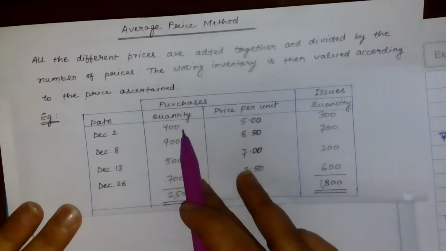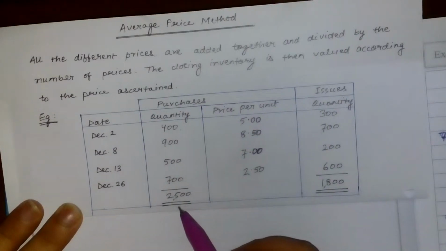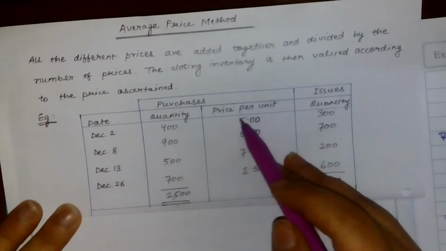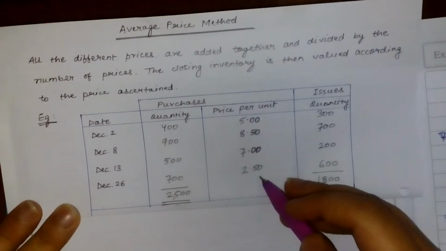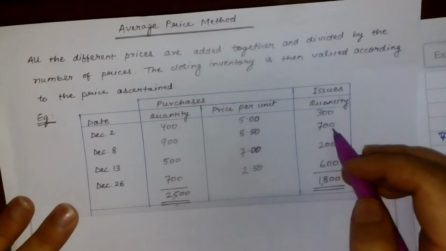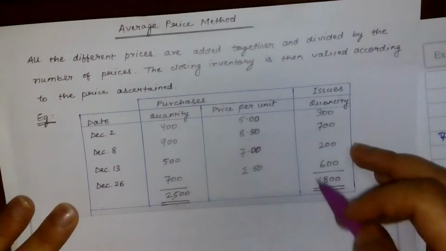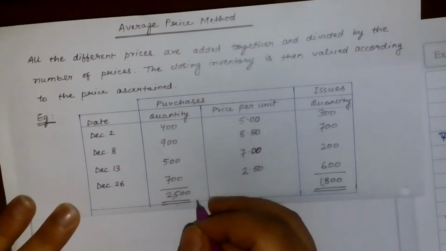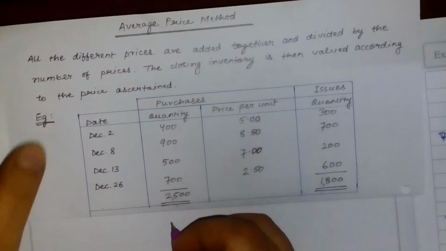The purchases quantity 400, 900, 500 and 700 total make 2500. These are the dates, and price per unit 5, 8.5, 7 and 2.50. And issues, quantity issued 300, 700, 200 and 600, so this makes a total of 1800. So we have to find the value of closing inventory according to average price method.